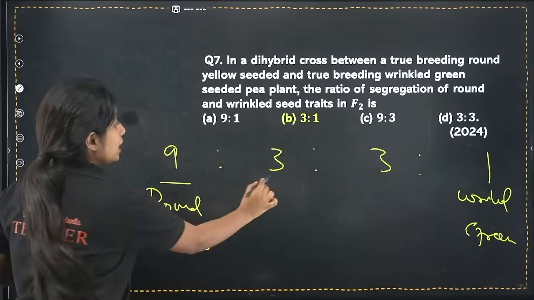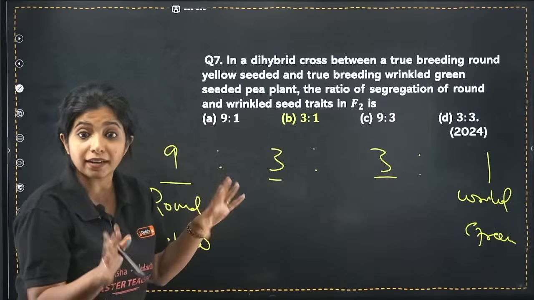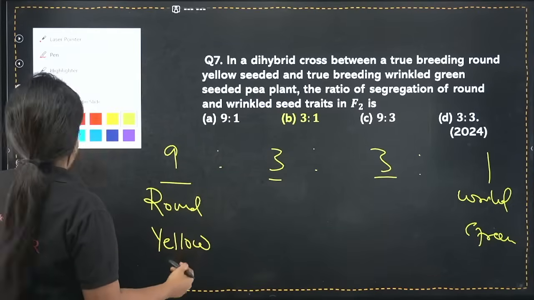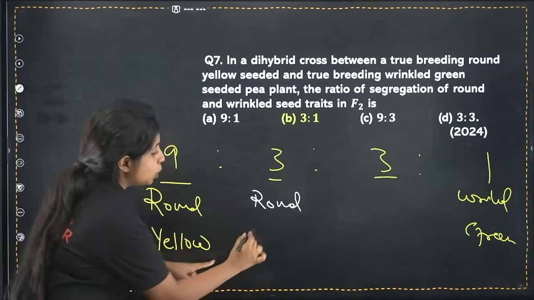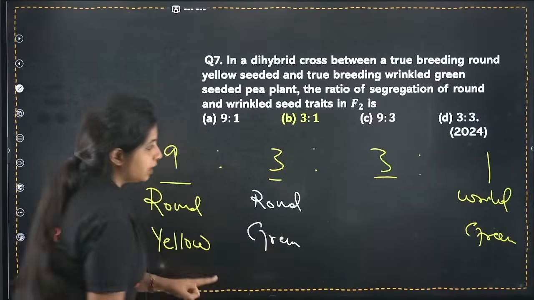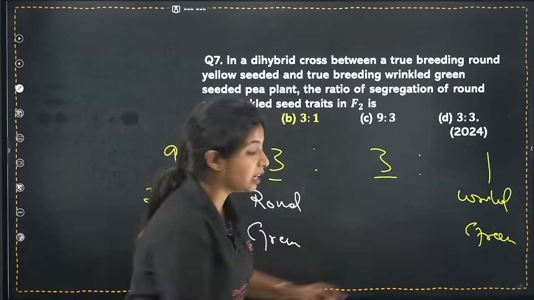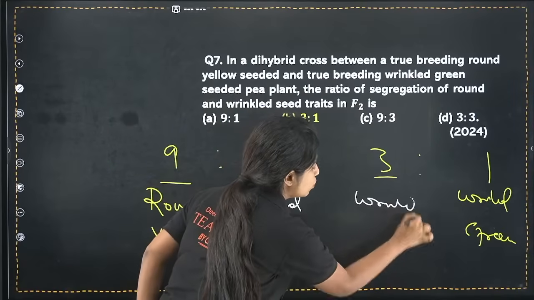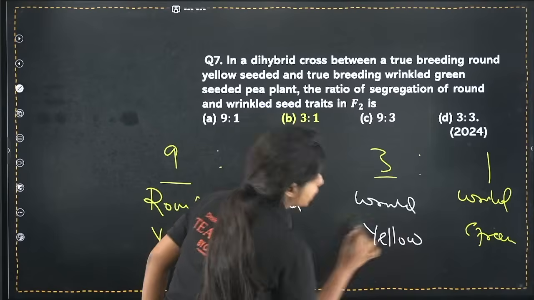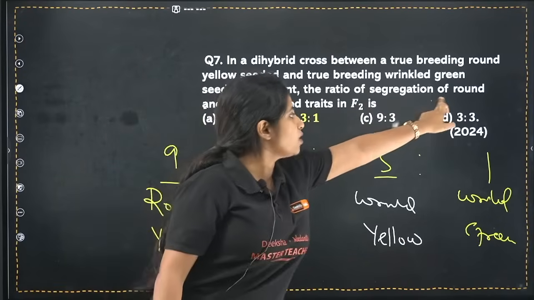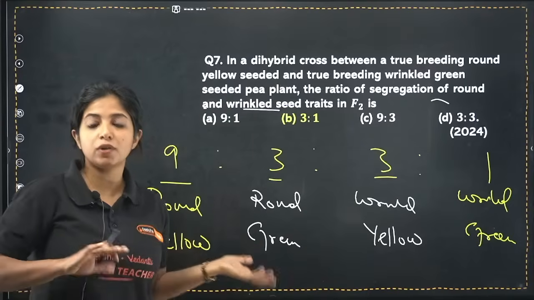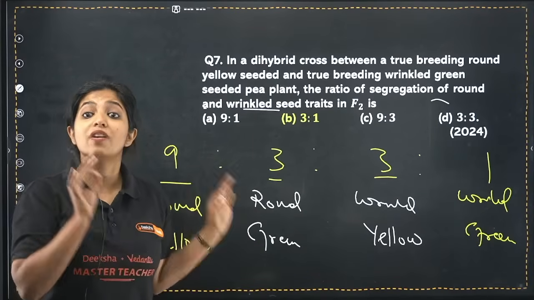Remember? Now, 3 and 3 of them are going to be non-parental, something that is unique, something that is new. Over here, round was always with yellow. So this time we make round with green. Wrinkled was always with green. This time we make wrinkled with yellow. This is the non-parental character. What is the question? The ratio of segregation of round and wrinkled. They are not asking you how many of them are round and green. They are asking you round and wrinkled.